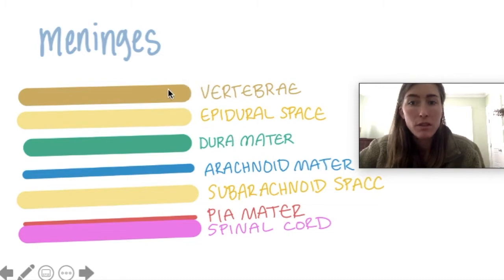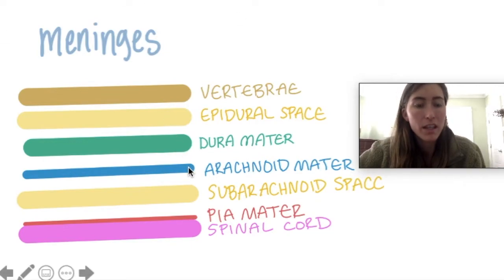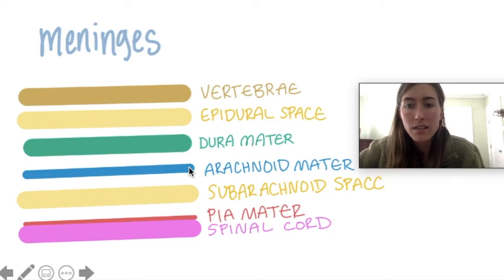So deep to the vertebrae is the epidural space. It's filled with adipose tissue and veins. It's where the anterior and posterior roots extend to exit the intervertebral foramen. Then the dura mater is the thick protective outer coat composed of tough, fibrous, and elastic tissue. Next is the arachnoid mater, which is a delicate avascular membrane, and it lines the dural sac.